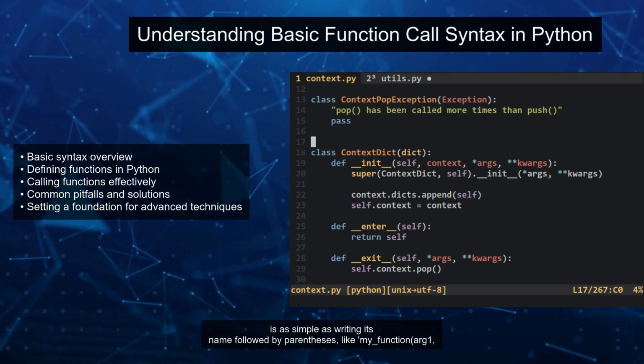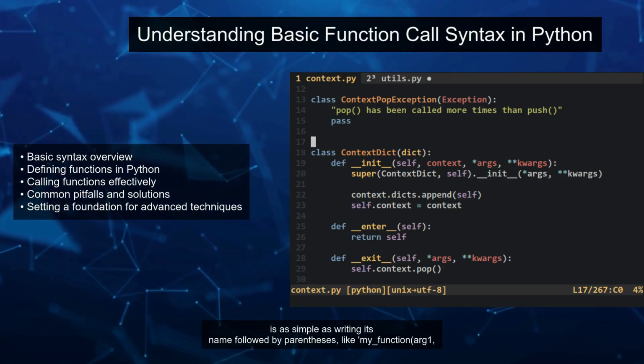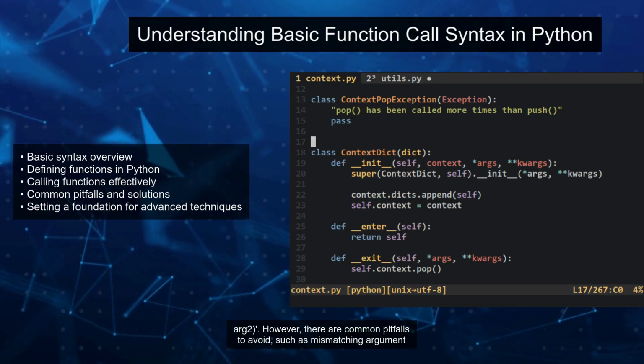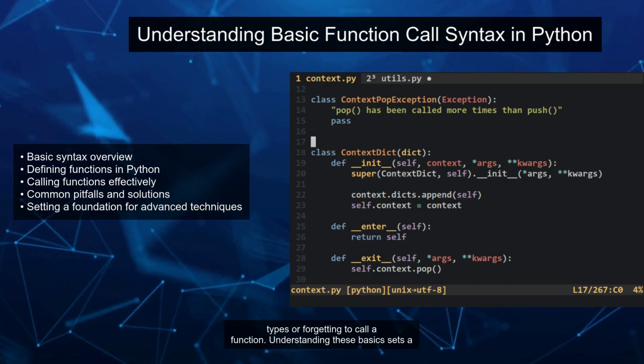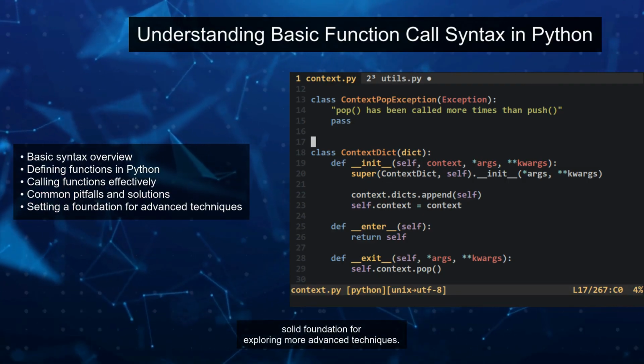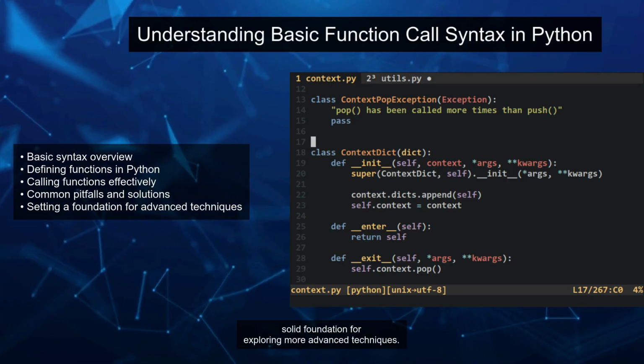Calling a function is as simple as writing its name followed by parentheses, like my_function(arg1, arg2). However, there are common pitfalls to avoid, such as mismatching argument types or forgetting to call a function. Understanding these basics sets a solid foundation for exploring more advanced techniques.